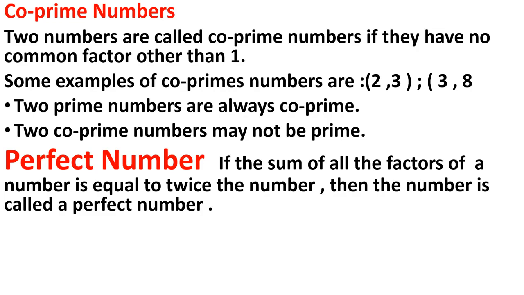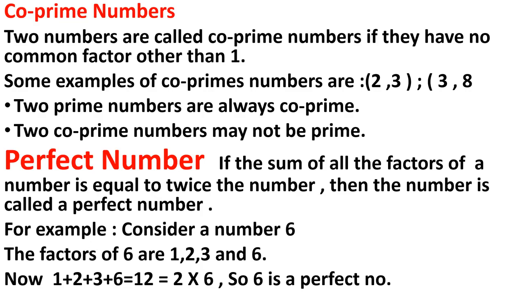Yesterday also we did this example. Consider the number 6. The factors of 6 are 1, 2, 3 and 6. Now add all the factors. You will get 12. Now see, this sum is twice the number, 2 multiplied by 6. So it is a perfect number. 6 is a perfect number.